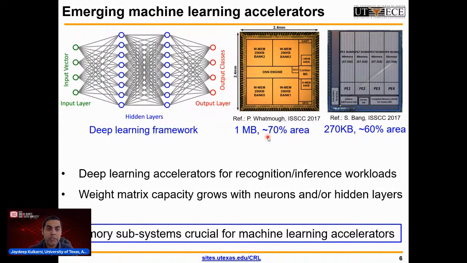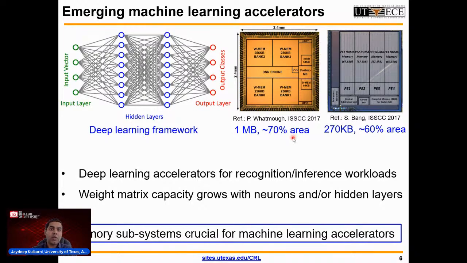Now let's take a third case, emerging machine learning accelerators. The figure on the left shows a generic representation of a deep neural network framework. It consists of an input layer with different vectors applied to it, multiple hidden layers, and then an output layer which determines or classifies the given inputs. These different layers are interconnected with weights, and that weight storage needs some memory capacity. If you look at recent ISSCC demonstrations, you will see that many ML accelerators occupy more than 60 to 70% of the die area for the memories.